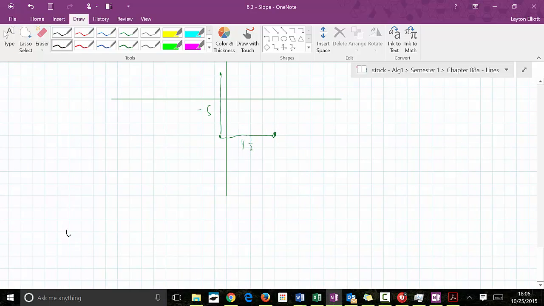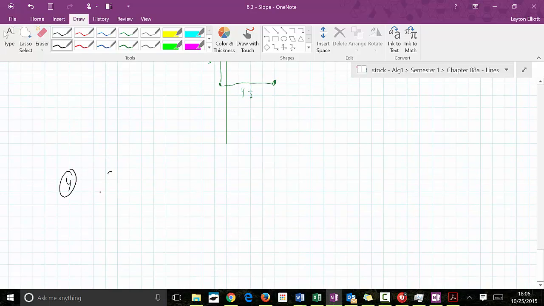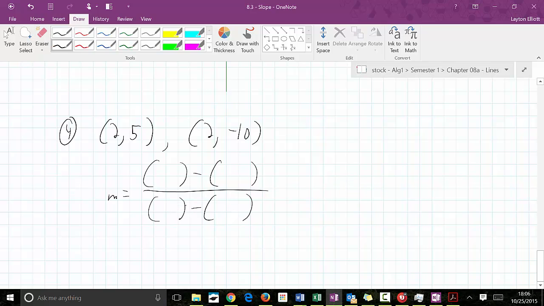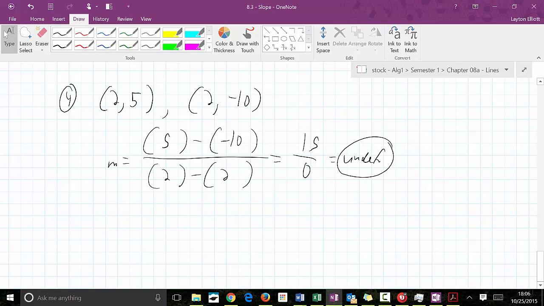Another problem type we can do is if I say, let's find the slope of (2, 5) and (2, negative 10). If I calculate with (2, 5) and (2, negative 10), my slope would be equal to change in y over change in x. And I get 15 over 0. Well, I'm dividing by 0, so that's undefined. And that's okay. I can just write undefined and move on.